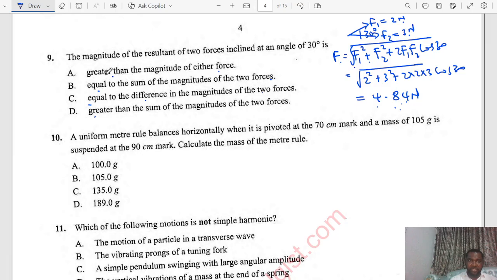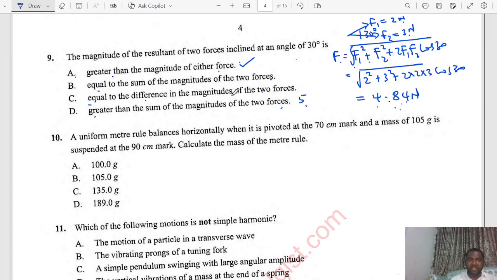So quite important. So you can say A, greater than the magnitude of either forces. Yeah, that's the answer. Okay? And it is not greater than the sum of the magnitude of the two forces. No, because 2 plus 3 is 5. No, this is not greater than this.